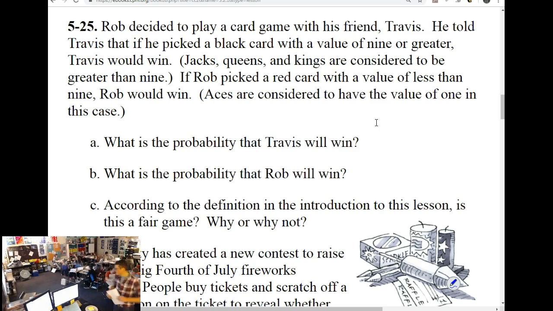So this is an interesting split for the game. Rob decides to play a card game with Travis. He told Travis if he picked a black card with a value of 9 or greater, 9, 10, Jack, Queen, King, Travis would win. Jacks, Queens, and Kings are considered to be greater than 9. Yeah, that's just clarifying. There is 10. 10 is, of course, greater than 9. They're just clarifying where Jacks, Queens, and Kings sit in the ranking, that they are higher. All right, so class is already switching, so we will pick up here and help figure out Rob's game tomorrow.